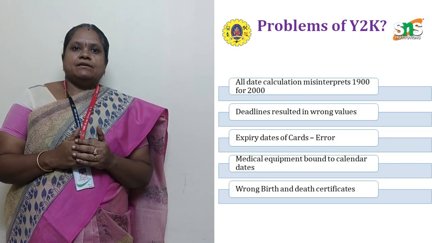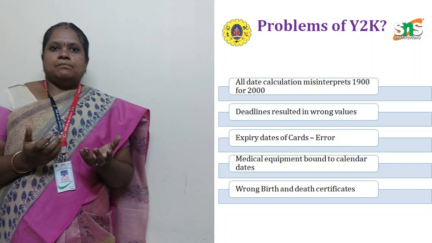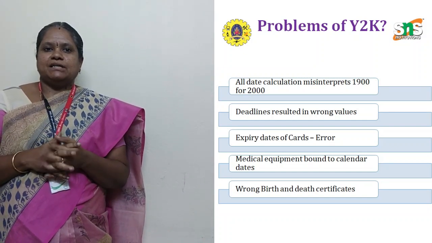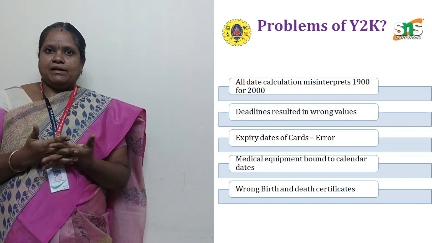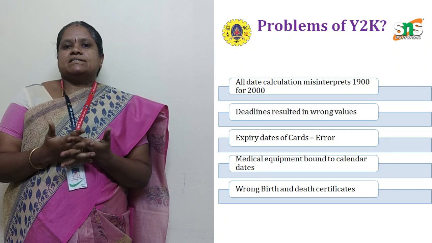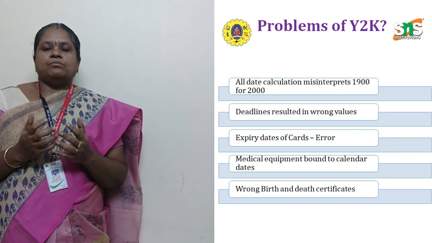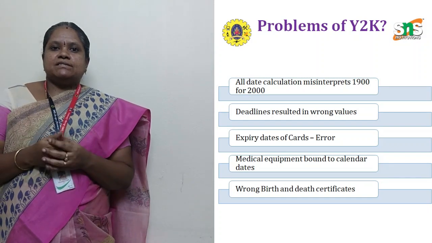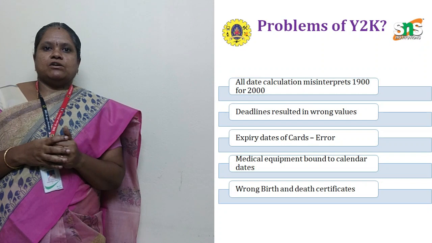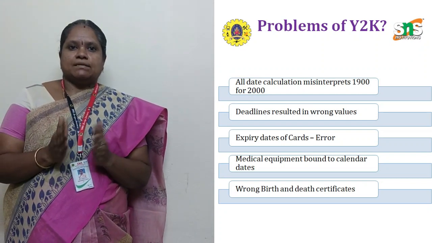Deadlines which had been set would result in wrong values. Birth certificates of people born in 2000 would be misinterpreted as 1900. All cards such as debit cards and credit cards would have a wrong expiry date. So these were so many issues. Even some devices with date as their parameter would suffer because of this Y2K problem. So this should be solved somehow.